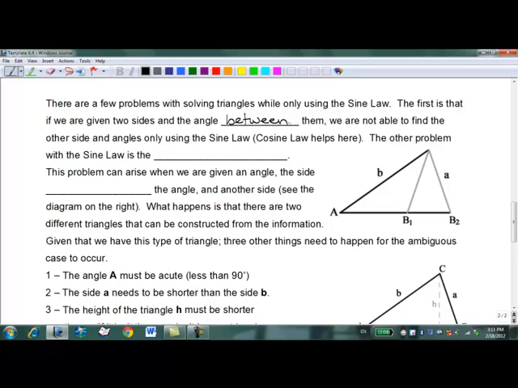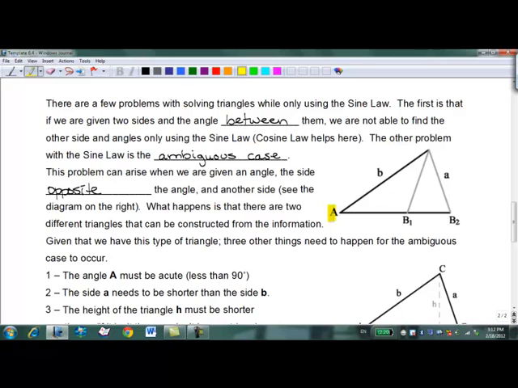The other problem with the sine law is something called the ambiguous case. Now, ambiguous means I don't know if it's this one or that one, so it's a special case where you don't know if it's one type or another. And I have a little picture here, and this problem can arise when we are given an angle, the side opposite the angle, and another side. So what I mean here is, let me highlight this for you.